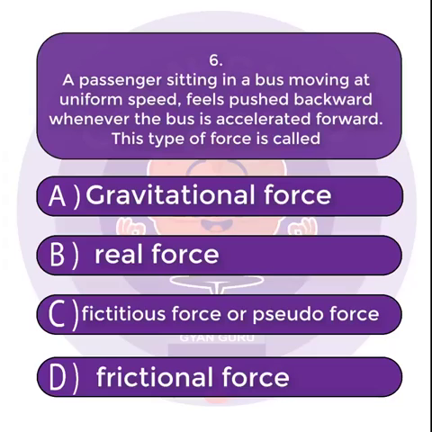Question 6. A passenger sitting in a bus moving at uniform speed feels pushed backward whenever the bus is accelerated forward. This type of force is called: A. Gravitational force. B. Real force. C. Fictitious force or pseudo force. D. Frictional force.